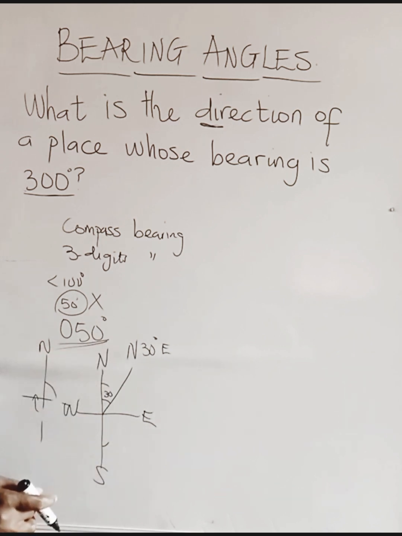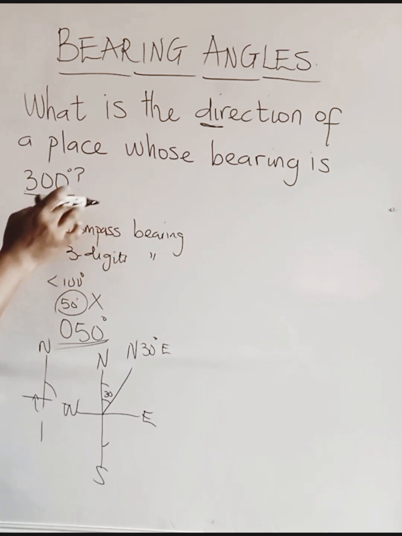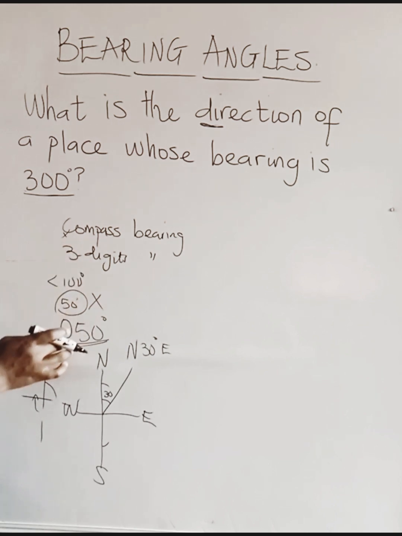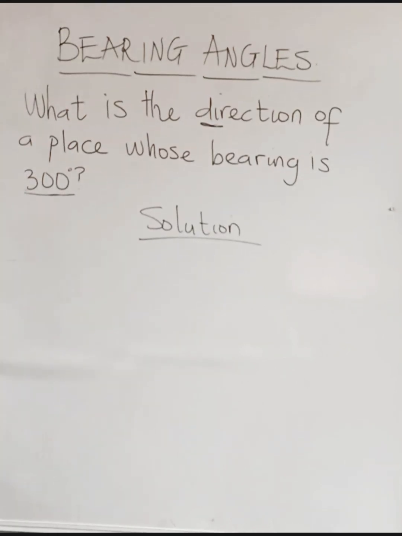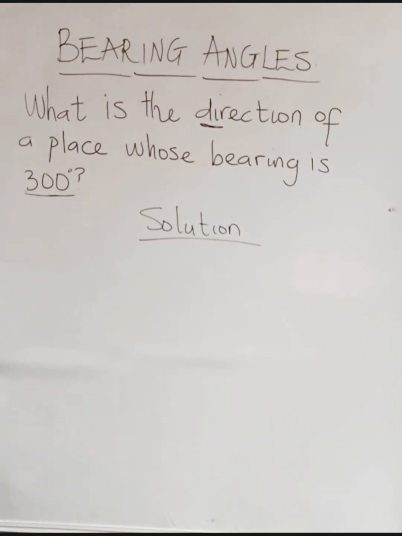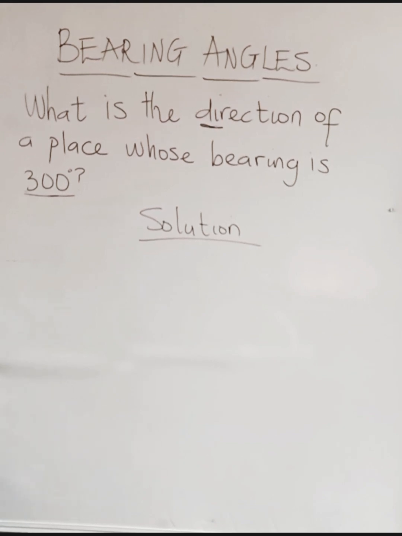The relationship between compass bearing and three-digit bearing is that both can be converted. You can convert a three-digit bearing to a compass bearing and vice versa. So with this understanding, let us move on to solving this problem. Solving it will require us to draw the cardinal points, because it's asking for direction. So let's draw our cardinal points.